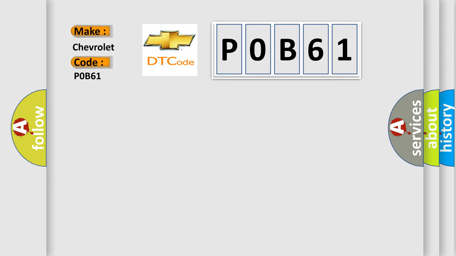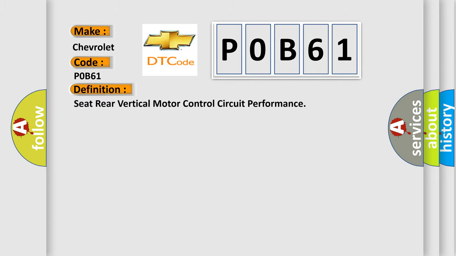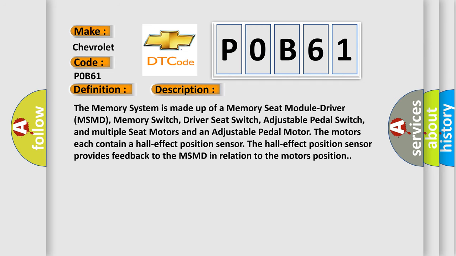The basic definition is seat rear vertical motor control circuit performance. And now this is a short description of this DTC code. The memory system is made up of a memory seat module driver MSMD, memory switch, driver seat switch, adjustable pedal switch, and multiple seat motors and an adjustable pedal motor. The motors each contain a Hall effect position sensor. The Hall effect position sensor provides feedback to the MSMD in relation to the motor's position.